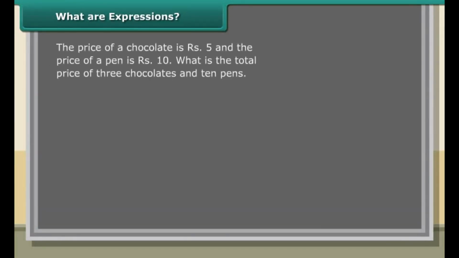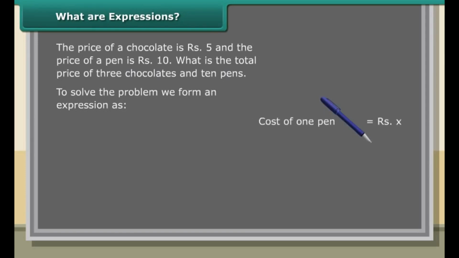The price of a chocolate is ₹5 and the price of a pen is ₹10. What is the total price of 3 chocolates and 10 pens? To solve the problem, we form an expression. Cost of 1 pen is equal to ₹X. Cost of 1 chocolate is equal to ₹Y. Cost of 3 chocolates is equal to ₹3Y. Cost of 10 pens is equal to ₹10X.